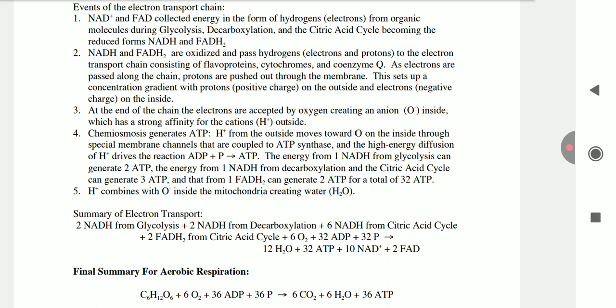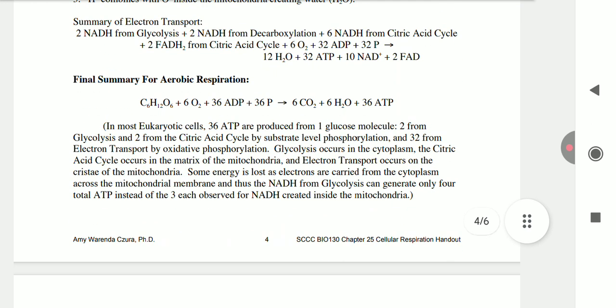Final summary for aerobic respiration: C6H12O6 + 6O2 + 36 ADP + 36 phosphate gives 6 CO2 + 6 H2O + 36 ATP. In most eukaryotic cells, 36 ATP are produced from one glucose molecule: 2 from glycolysis and 2 from the citric acid cycle by substrate level phosphorylation, and 32 from the electron transport chain by oxidative phosphorylation.